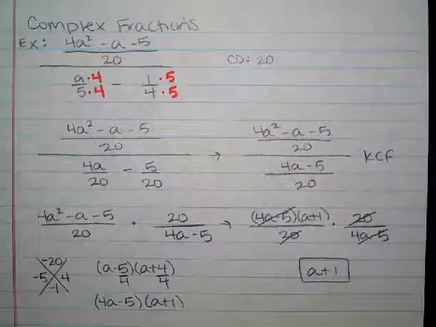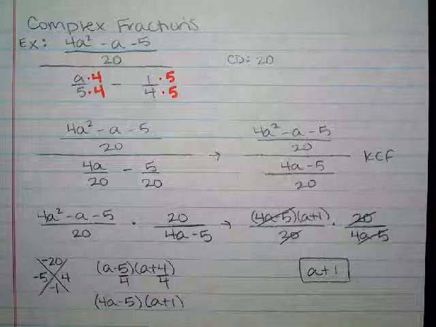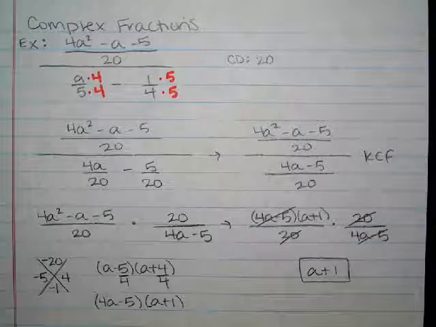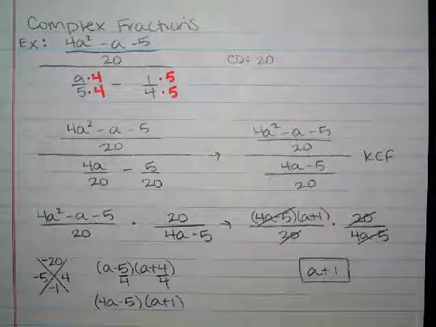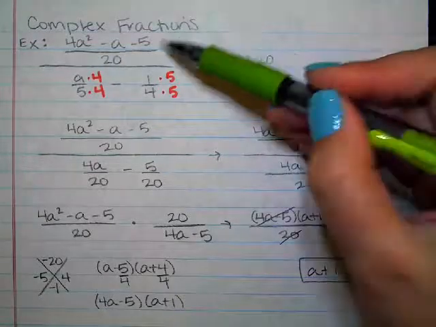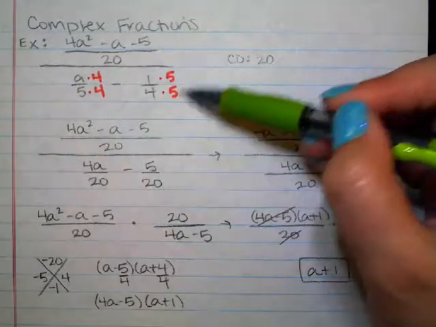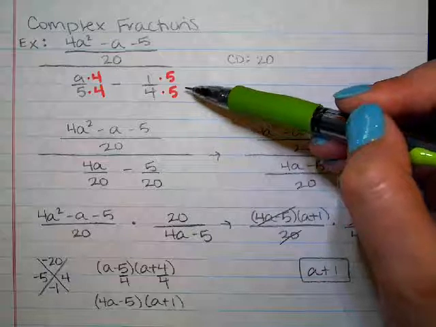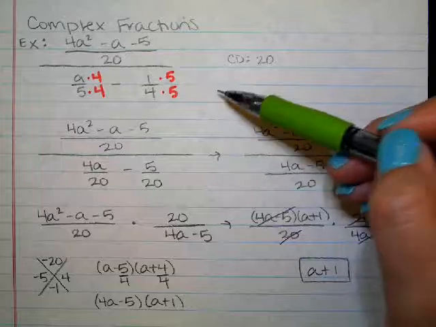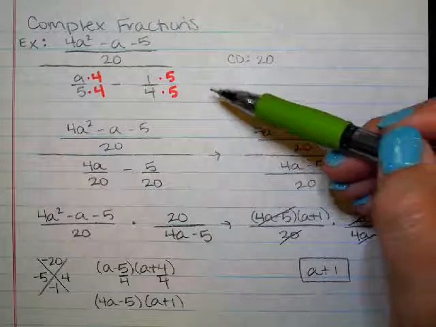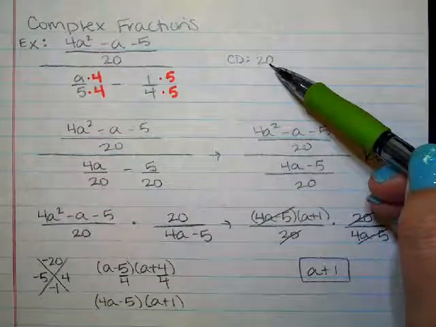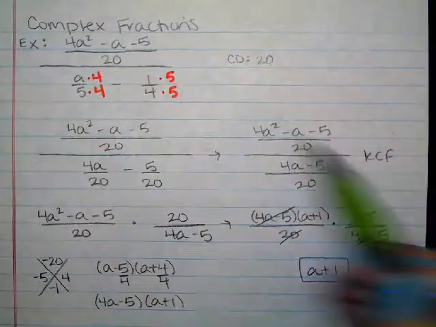I'm going to show you a shortcut that we're going to use for this. The method is to multiply by 1. We're going to multiply by a well-chosen 1: we multiply the entire complex fraction by the least common denominator for all three of the denominators. We're still going to use this part where we find the 20, but we're not going to do all this process, okay?